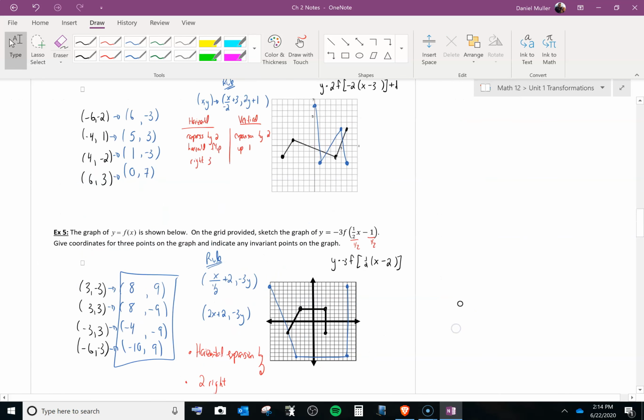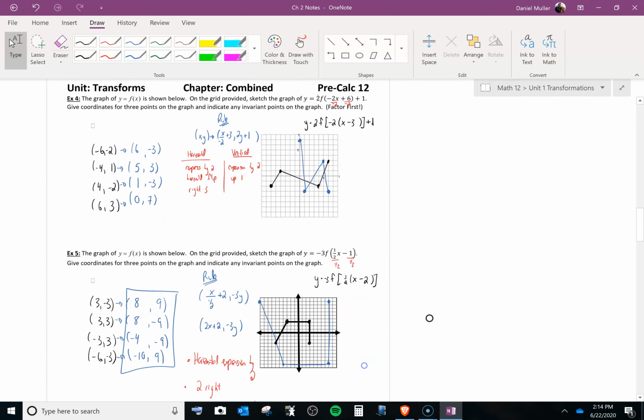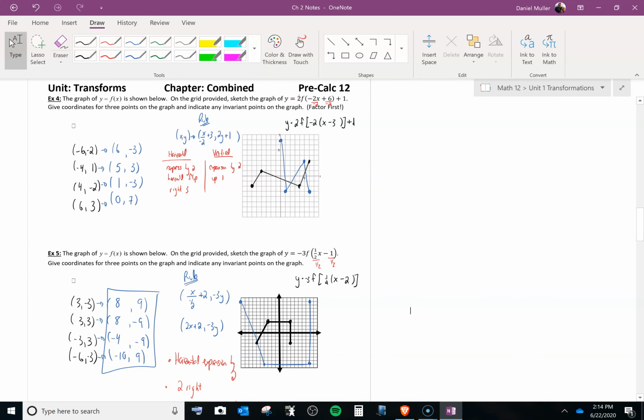I will zoom out to see all of them. And so the next section, we're going to be doing all of these transformations towards absolute values. And then after that, we're going to be doing all of these transformations to inverses.